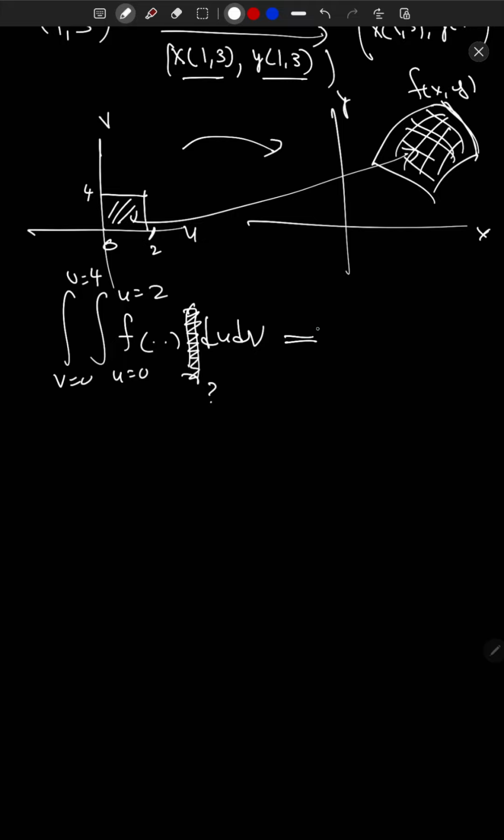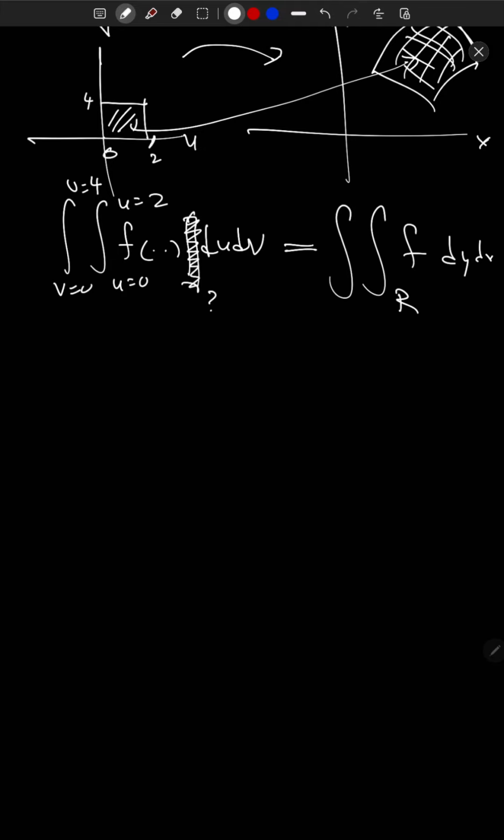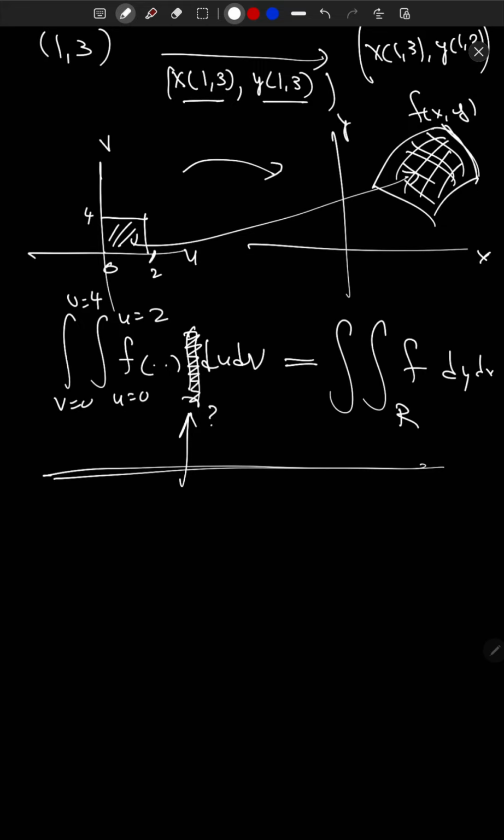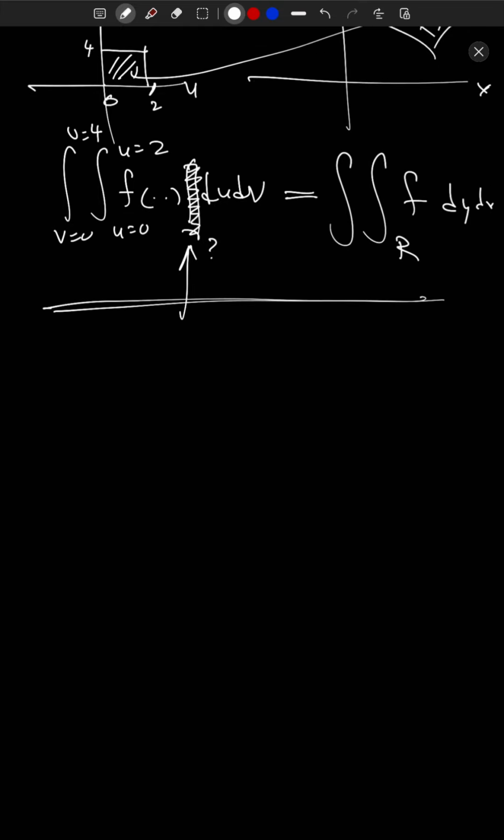Okay, so again, the whole point of this is that this should be equal to f dy dx over our region. So what is that correcting factor? Well, if you did the extra credit from the last homework assignment, then you kind of know, because that's exactly what it was.